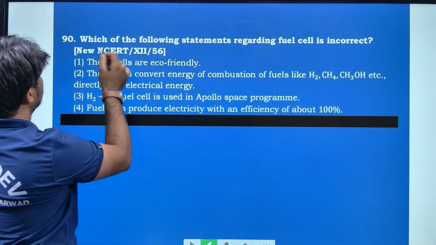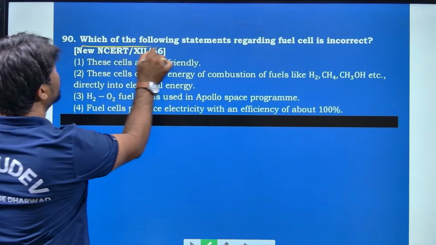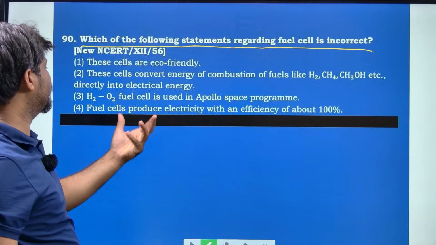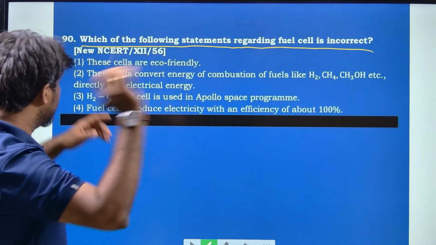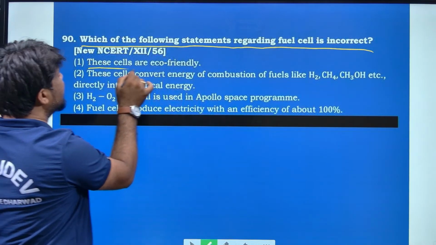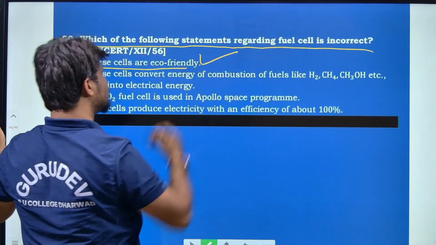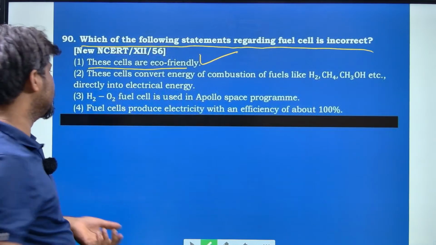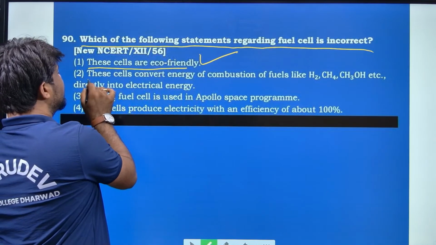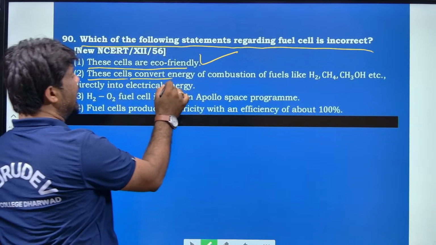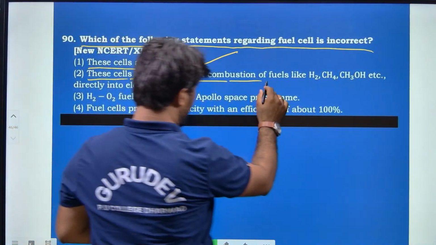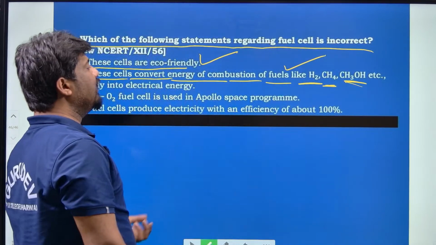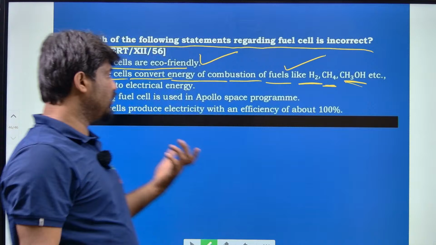Well, go to the last question of this paper. Which of the following statements regarding fuel cells is incorrect? Regarding fuel cells, we need to say which one is incorrect. First one: these cells are eco-friendly. Of course it is eco-friendly, because it does not give any harmful chemicals or gases. It's a right statement. These cells convert the energy of combustion of fuels like hydrogen, methane and methanol. Yes, of course, in the fuel cell we can use hydrogen or methane as a fuel. Of course, it's right.